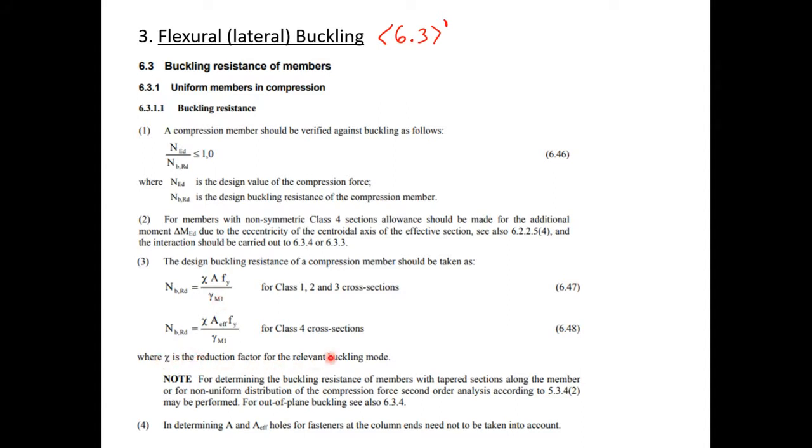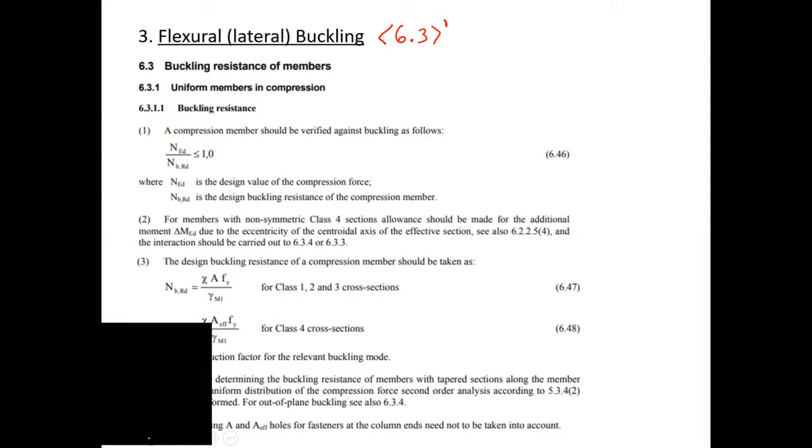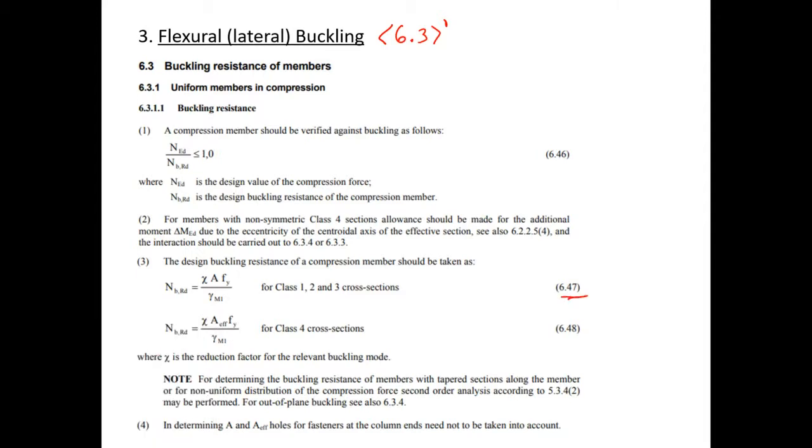And the reduction factor depends on the relevant buckling mode we're doing. So if we're using flexural buckling, then it'll be a reduction factor for flexural buckling. If it's torsional buckling, it's a reduction factor for torsional buckling. Or if it's torsional-flexural buckling, it's the reduction factor for that. Okay, so that's the main equation we use, because it's a class 3 section.